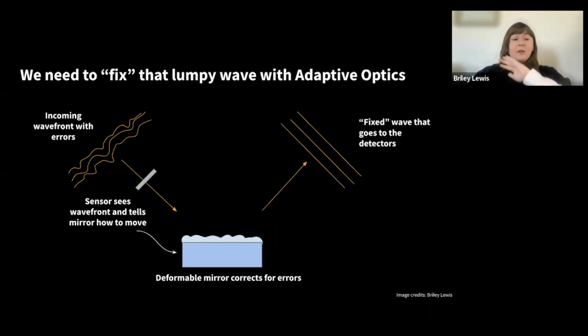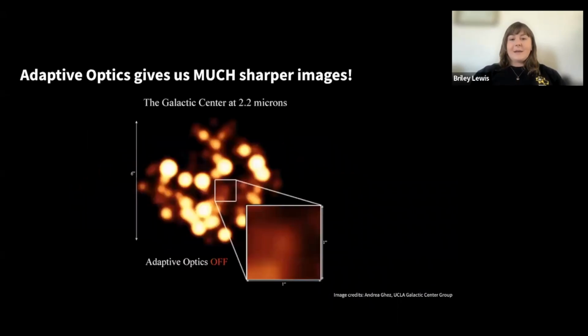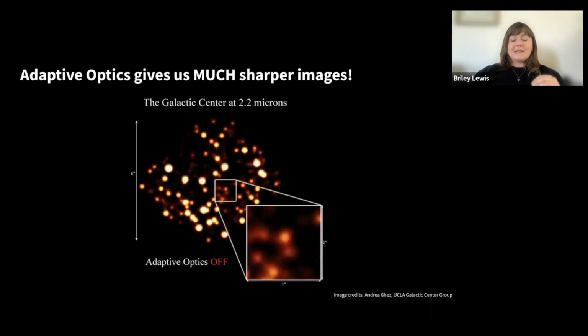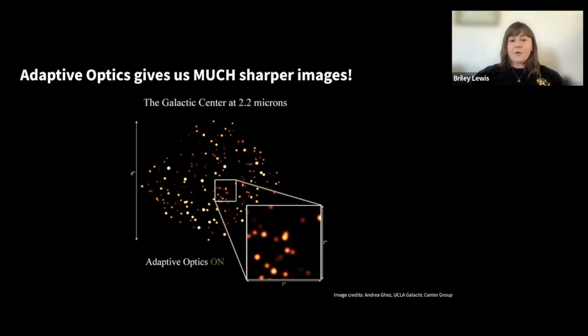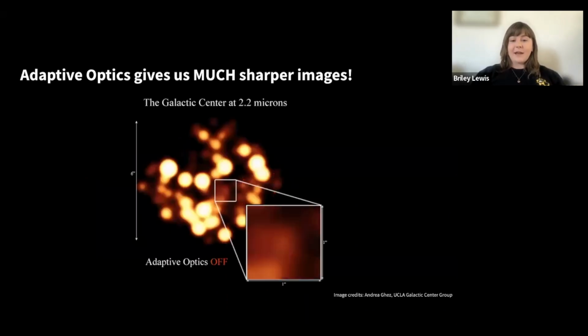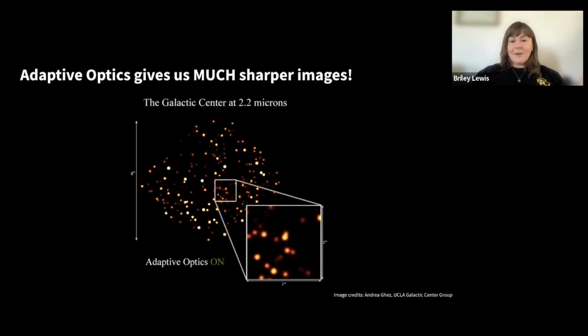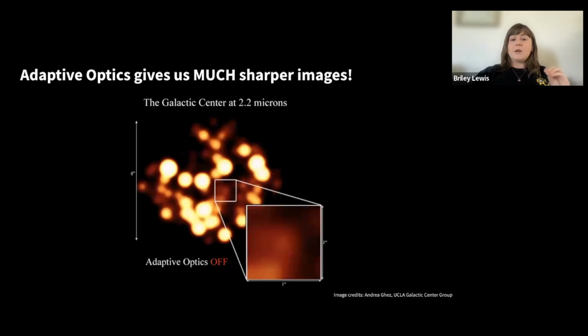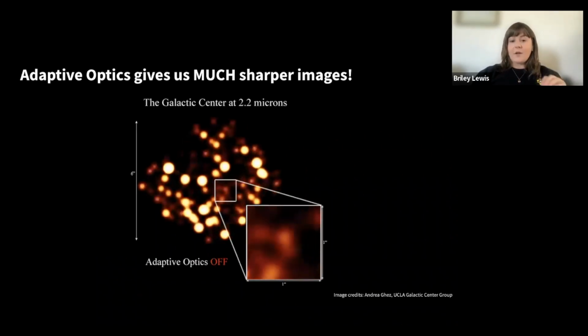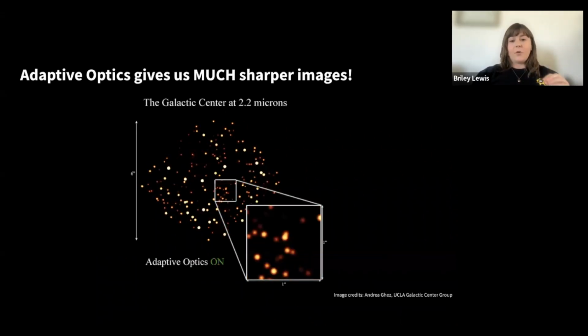And adaptive optics can do awesome things. I bet a lot of you know about this already, but adaptive optics gives us much, much sharper images. This is an example from one of the groups here at UCLA that studies the galactic center with Keck. It's a GIF flipping between what the galactic center looks like in infrared without adaptive optics. We can see it's very blurry. And then with adaptive optics, you can resolve a bunch more stars than you could otherwise, and they're clearer, sharper points of light. This is a really big difference.